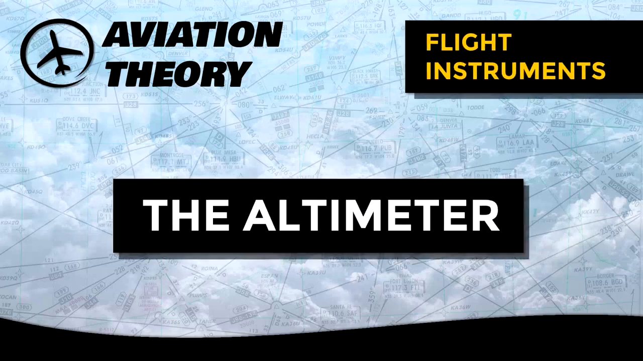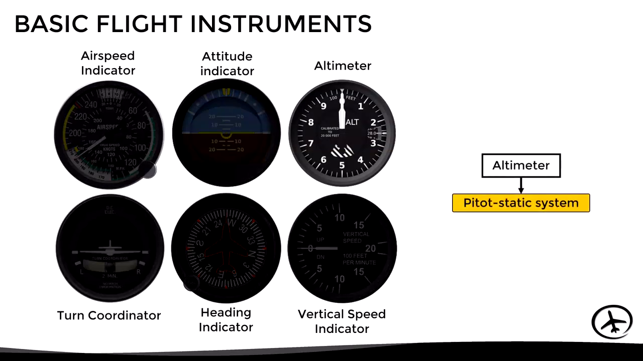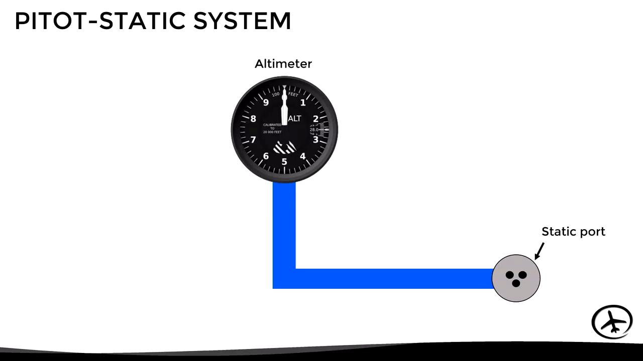Today, we will talk about the altimeter. The altimeter is one of the basic flight instruments, and it is connected to the pitot static system, which we discussed in a previous video. Here we have a simple schematic of a typical pitot static system. As we can see, the altimeter is connected only to the static port, which means that it receives static pressure information only.